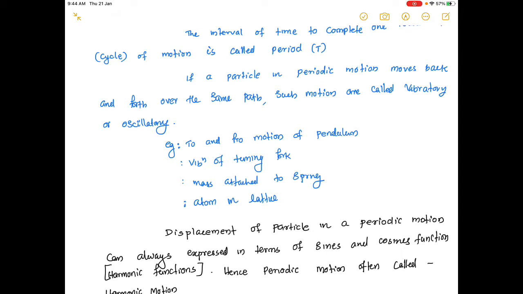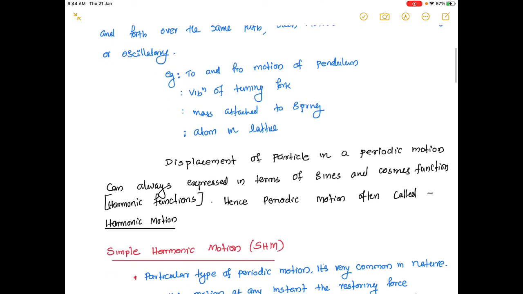Vibration of a tuning fork is a vibratory motion. A mass attached to a spring also executes a vibratory motion. Or the atoms in a lattice of a solid are vibrating, so that is also one kind of vibratory motion.